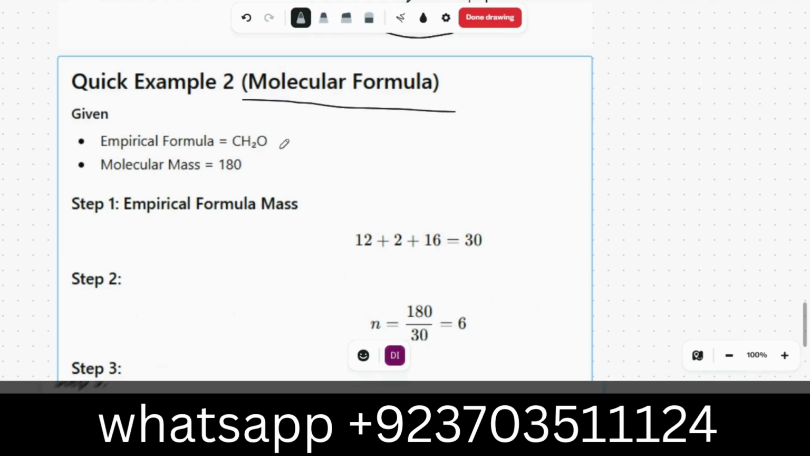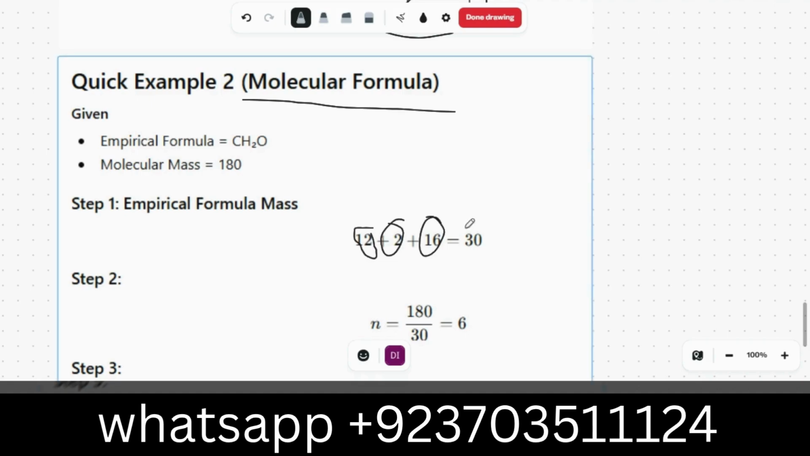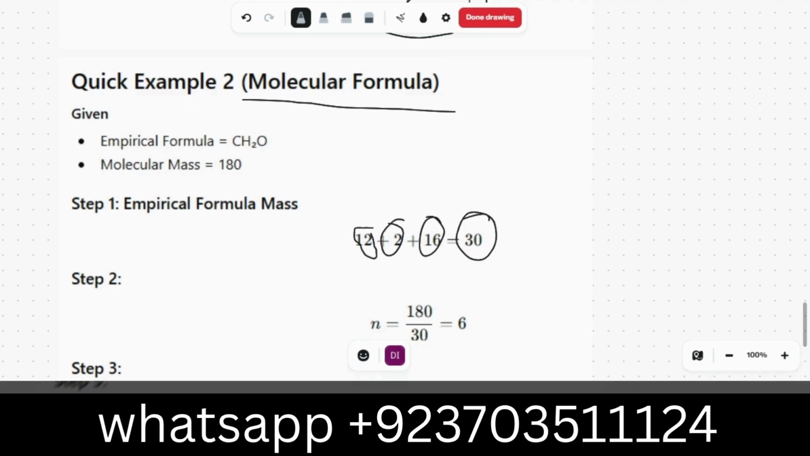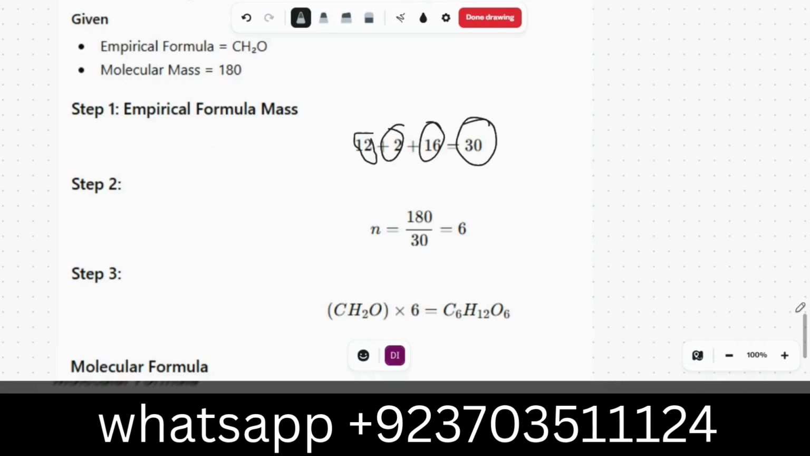Now, how can we find the molecular formula? Okay. First, we will find the empirical formula mass. So there is one carbon, two hydrogen, and one oxygen. So 12 Ar is of carbon, 2 is for hydrogen, and 16 for oxygen. So that will give us 30, the empirical mass number. Okay. Now what we have to do? n is equal to molecular mass, that is 180 divided by 30, and that will give us 6.